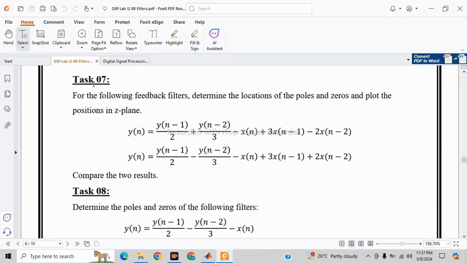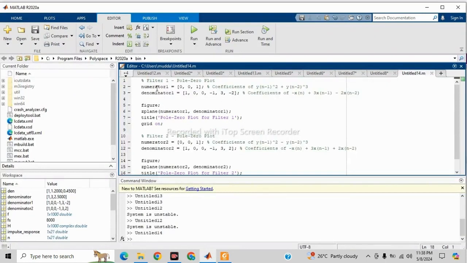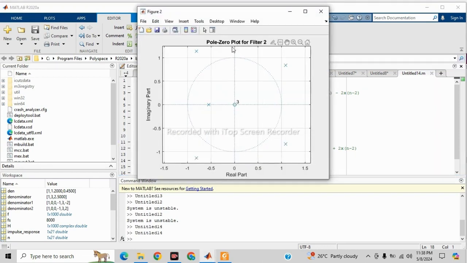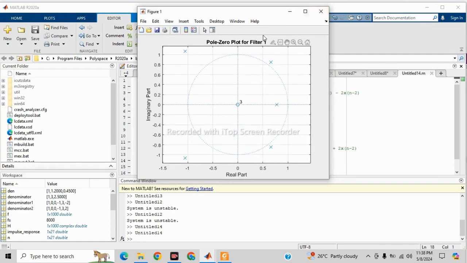So the next task of this lab is task number 7. For the following feedback filters, determine the locations of the poles and zeros, plot the positions in the z-plane, and compare these two results. So here is the MATLAB code for the filter 1 pole-zero plot, and for filter 2 pole-zero plot, and the output of this task is the pole-zero plot for filter 2 and the pole-zero plot for filter 1.